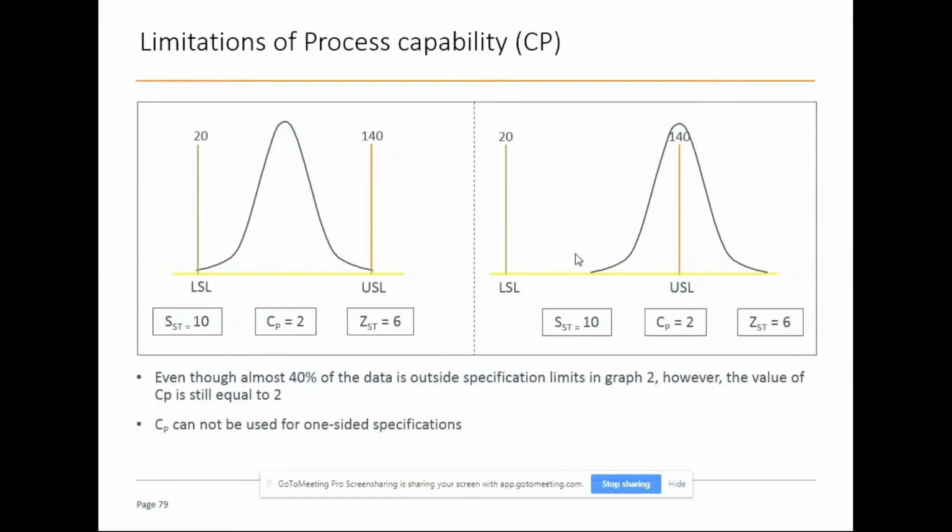Okay, and also there would be a lot of times in the process when you would not have both upper and lower specification, right? So sometimes you might only have a one-sided specification. What do you do in that case? Because the formula of CP is USL minus LSL, right? True. So we have another measure called CPK.